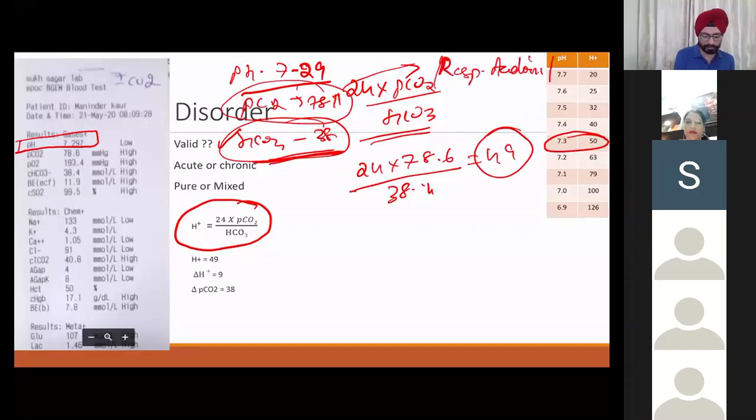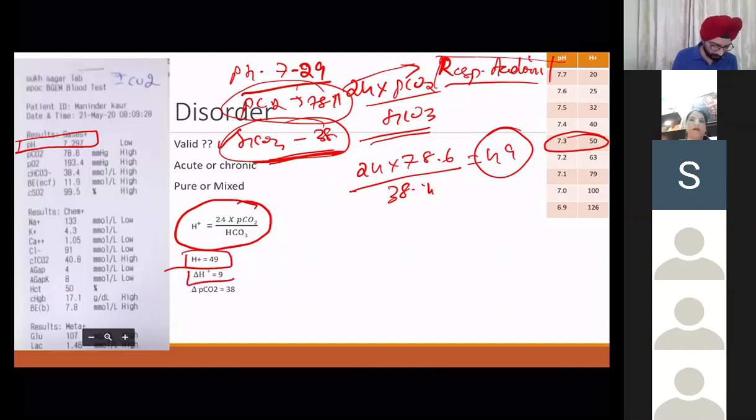Now I told you either you can decide clinically if it's an acute or a chronic respiratory acidosis, but there is a formula also that I mentioned in the second class. This formula is delta H plus by delta PCO2. Now you've calculated the H plus, which is 49, to check the validity of the ABG. So the delta H is 9 because the normal H plus value is 40. You see, a 7.4 pH is normal, so the normal H plus ions is 40. So the delta H becomes 9.